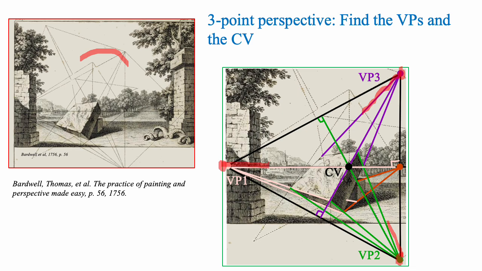Now, to find the center of vision, draw lines from each vanishing point perpendicular to the other side. So this purple line here is perpendicular to this side, and this green line here is perpendicular to this side. And they all meet at the center of vision, which is on eye level. And the center of vision here is nearly in the center of this triangle because this triangle is nearly equilateral. That is, the three sides are almost equal.